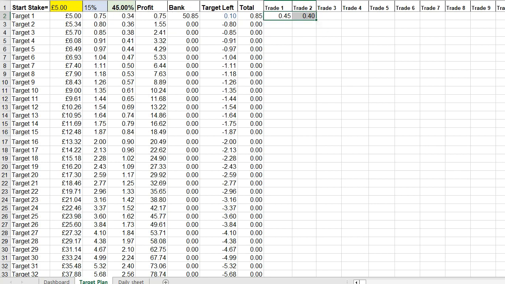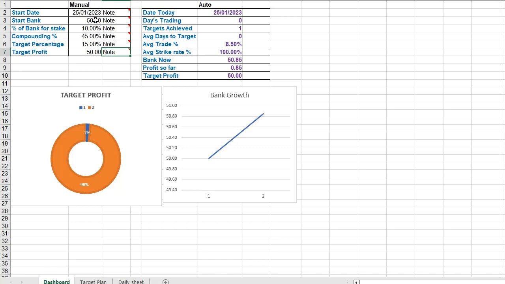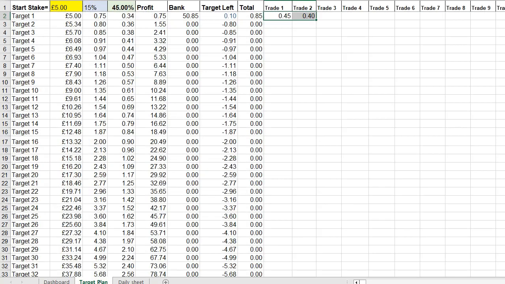But basically, if we look at the dashboard on the sheet, I started with a £50 bank. I'm using 10%. Sorry about that, Angel shouting out there. I'm compounding 45%. My target is 15% per target, and my target profit is to double my bank by £50, so up to £100. Starting today, 25th of the 1st, 2023, I've achieved one target, and you'll see in the videos that follow this introduction how I did that.